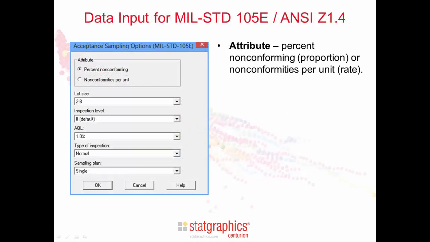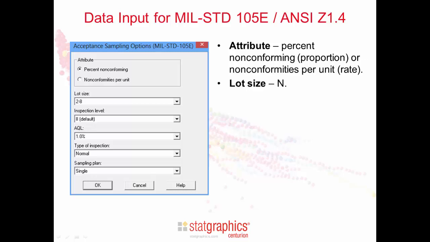When creating a sampling plan using Military Standard 105E, ANSI Z1.4, the following items need to be specified on the data input dialog box. First, you need to choose the attribute. Will you be counting the proportion of non-conforming items or quantifying the rate of nonconformities per unit? These two attributes are usually characterized by binomial and Poisson distributions, respectively.